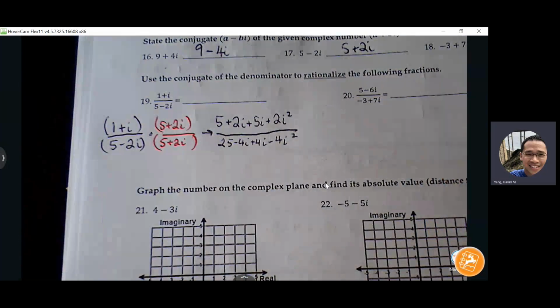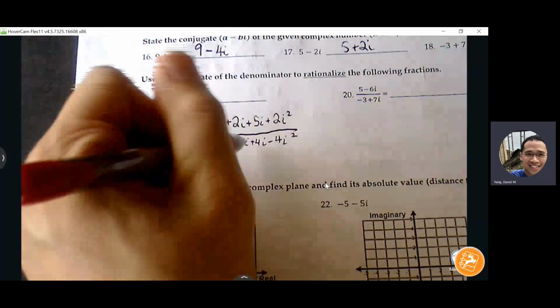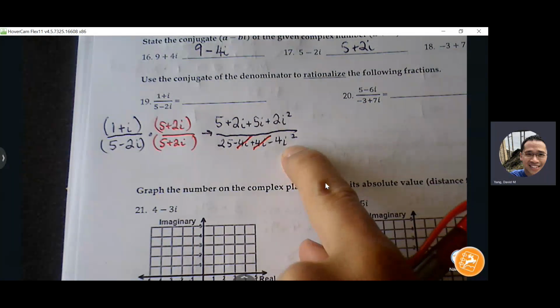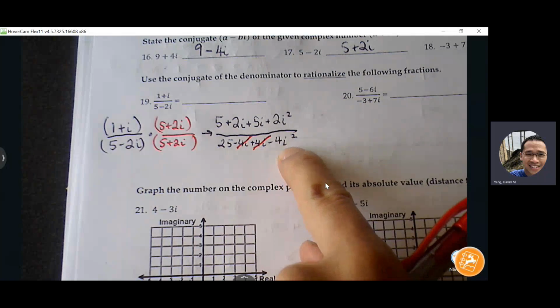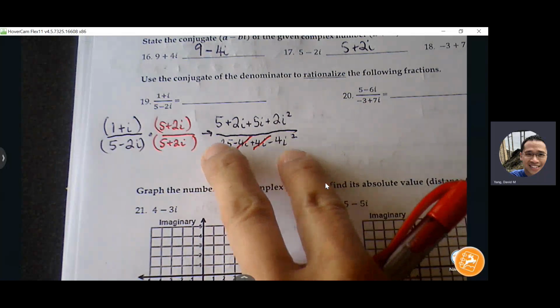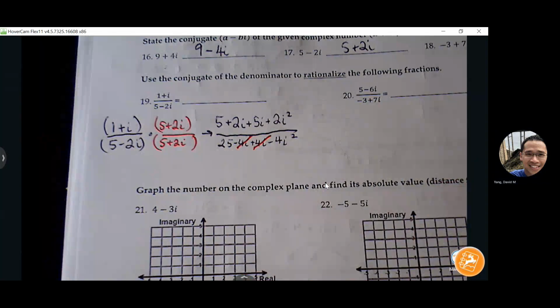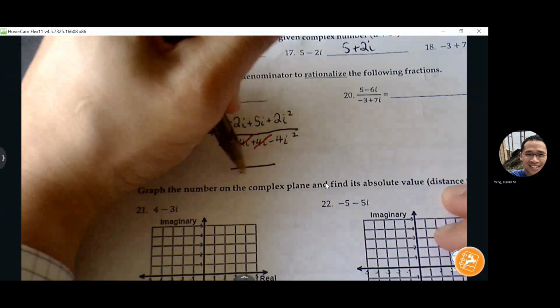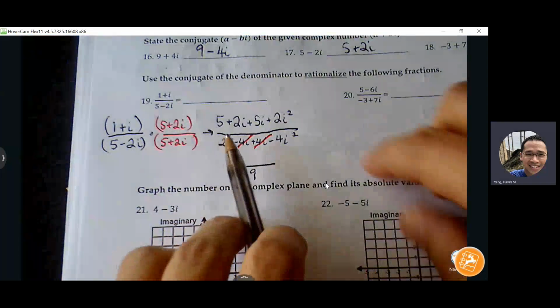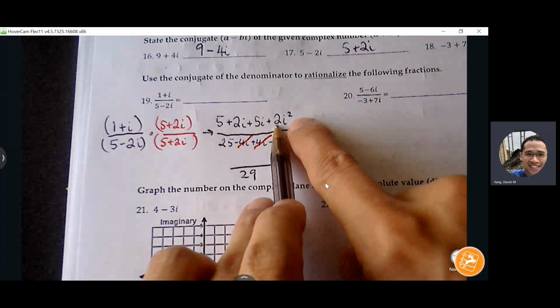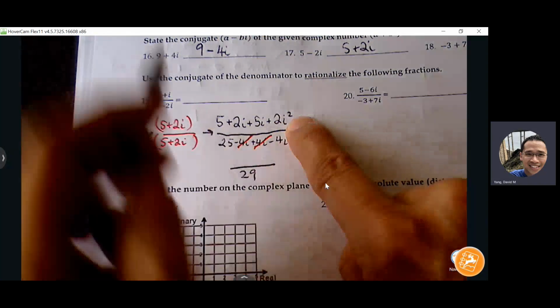All right, do some cleanup. The denominator should clean up nicely for us. 4i squared is the same thing as -4, and the negative will be a positive. So 25 plus 4 gives me what? 29. And in the numerator, the middle terms combine, 7i. This becomes a -2, so 5 minus 2 is 3.